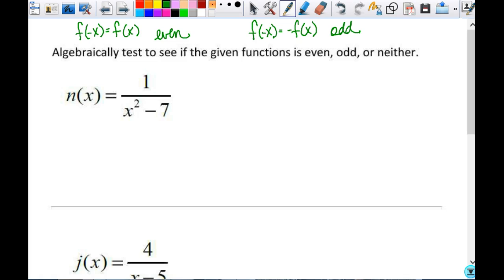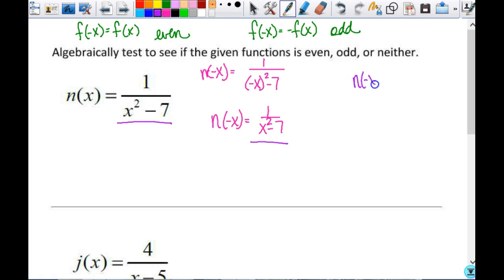So I just got to plug in the negative x. In this case, we're using n. So n of negative x equals 1 over negative x squared minus 7, which means that n of negative x equals 1 over x squared minus 7. So now I look at n of x, I look at n of negative x, they are the same. So since n of negative x equals n of x, this is an even function.